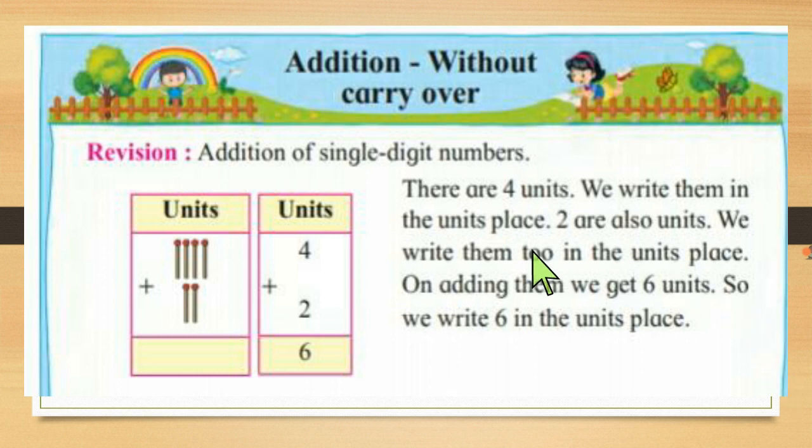Here you can see the number 4 is in the unit place and the number 2 is also in the unit place. So let us add them. 1, 2, 3, 4, 5, 6. On adding them we get the number 6. So the answer is 6.